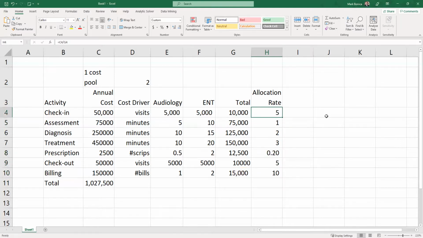So let's remember, and it would be useful for you to actually write these down, but again, I'm not going to write down the labels. $5 per visit, $1 per minute of assessment, $2 per minute of diagnosis, $3 per minute of treatment, 20 cents per prescription, $5 per checkout, $10 per bill. So now we want to calculate how much it costs to provide an audiology visit.